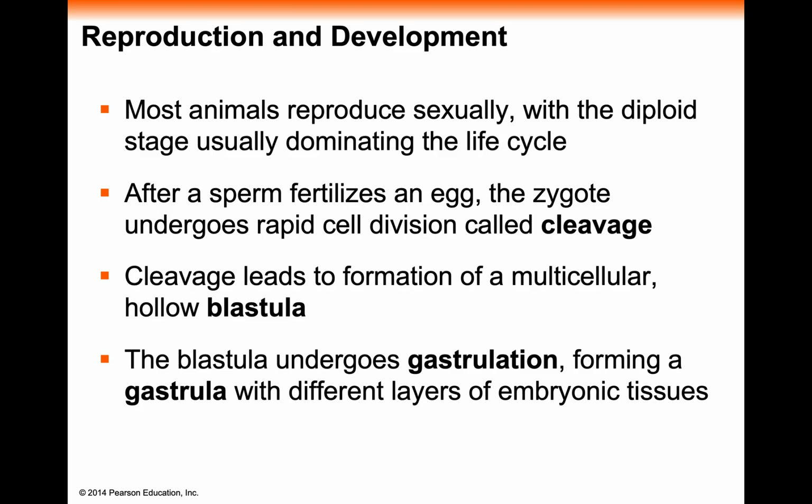So cleavage leads to formation of a multicellular hollow blastula. So yes, that is true. We do have that. A solid ball of cells is called a morula. Then we get to this hollow ball of cells called a blastula. The blastula undergoes gastrulation, which now, so we have this hollow ball of cells, and it's going to fold in on itself, and there's going to be an inner and an outer layer. And the gastrula has different layers of embryonic tissues.